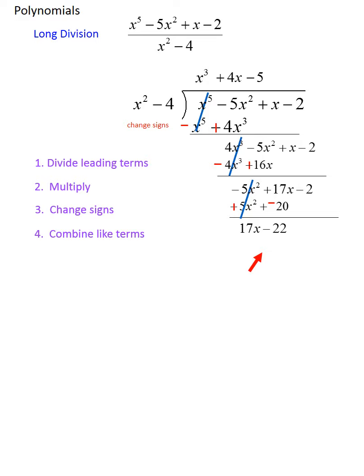Remember, degree means highest exponent. Since we have a 17x to the 1 here, of course we don't write the 1. That's a first degree polynomial. But notice the divisor is a second degree polynomial. So once the degree on the bottom gets lower than the degree of the divisor, you stop.